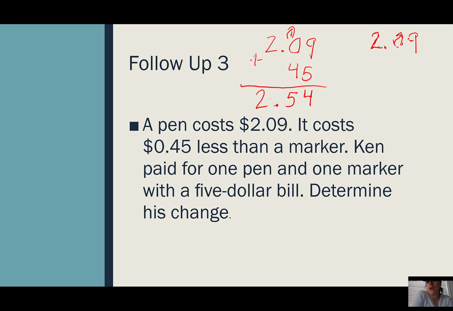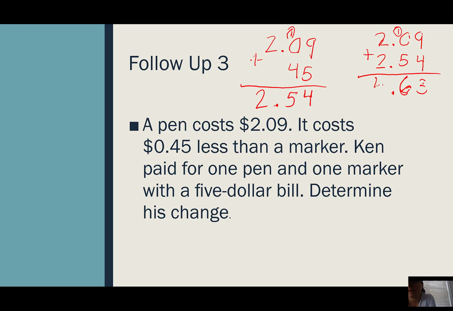So now I need a total before I can subtract how much change I get. So I can take the price, I'm going to erase this so it's clearer. I can take the price of the pen, $2.09, and add it to the price of the marker to find out how much money I spent. So I get 13 hundredths. I regroup, I get 6 tenths. And then if I add this up, I spent $4.63, but I paid with a $5 bill.